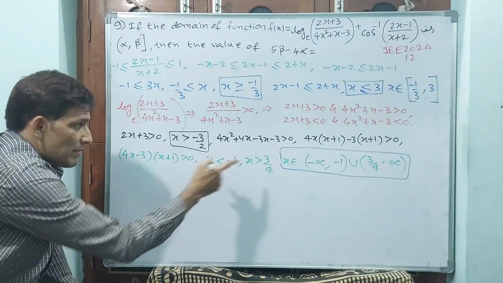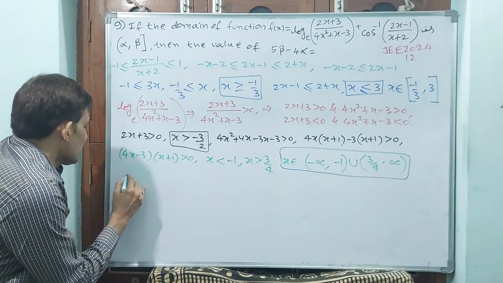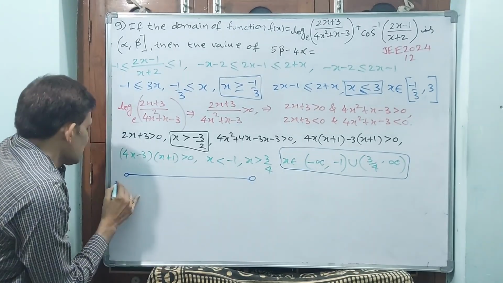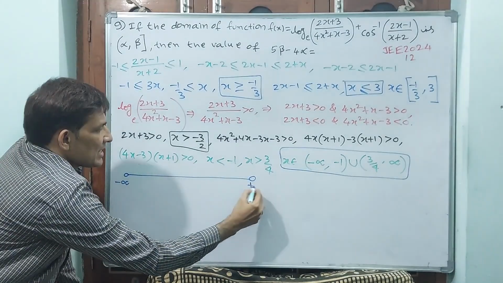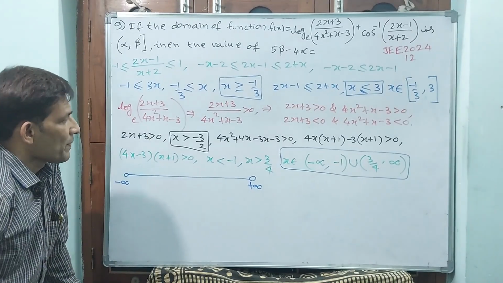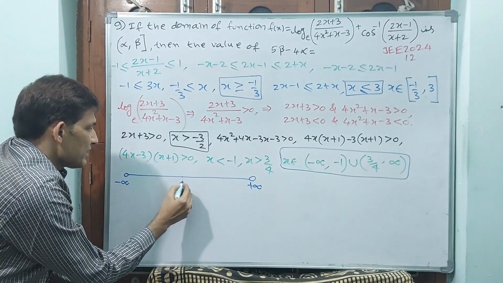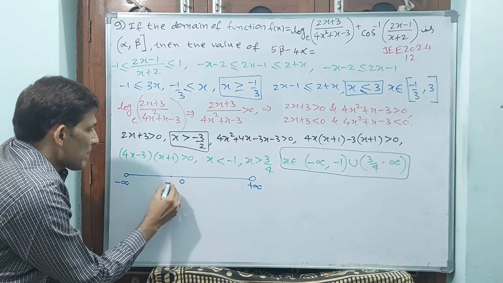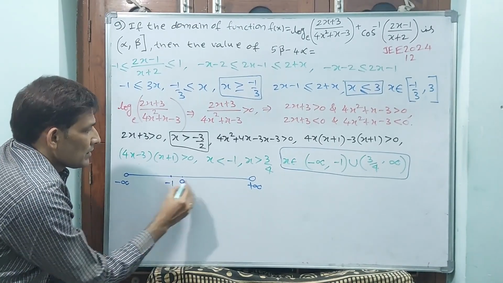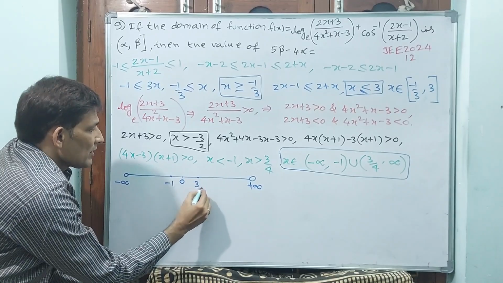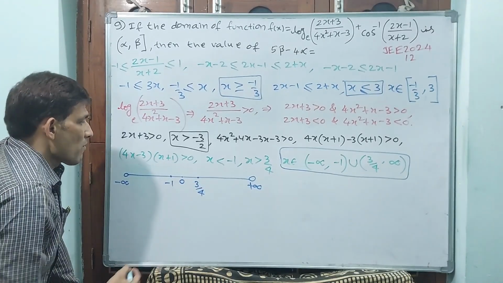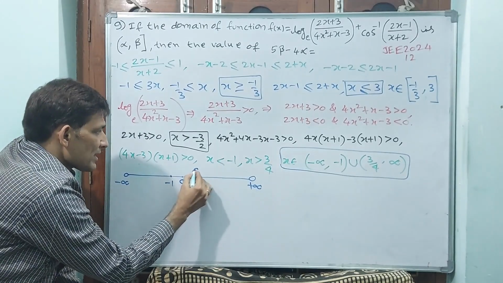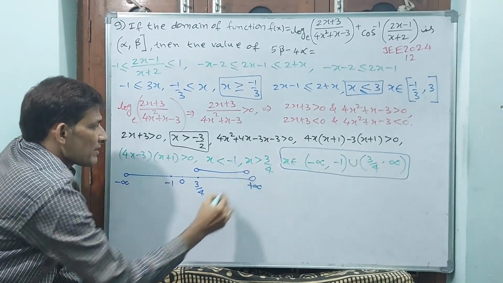Observe carefully. I am writing this. How am I writing? We observe. An open interval, anyway, you have to keep for minus infinity and plus infinity. Okay, x is greater than... Here I will keep 0, here I will keep minus 1, here I will keep 3 by 4. Okay. See, 3 by 4 to infinity, open interval. This is one.